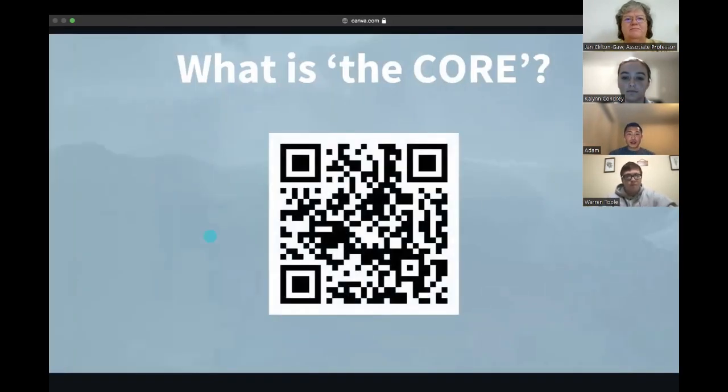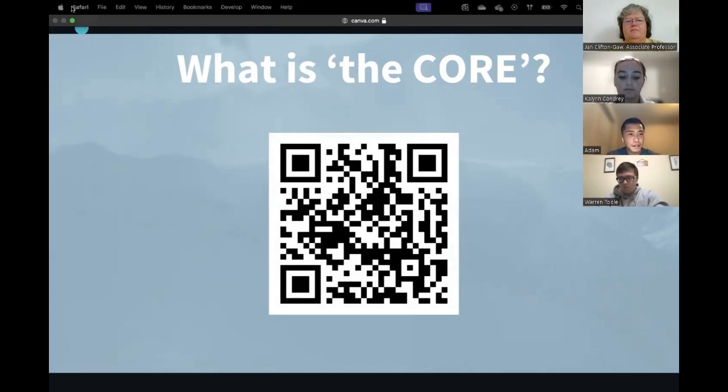Okay, so let's talk about the core. We've been learning about the core for years. We talk about the core, and different people have different ideas of the core. So I want all of you to scan the QR code, and it will go to a survey, and then I want to see the answers that we have, and we can go from there.